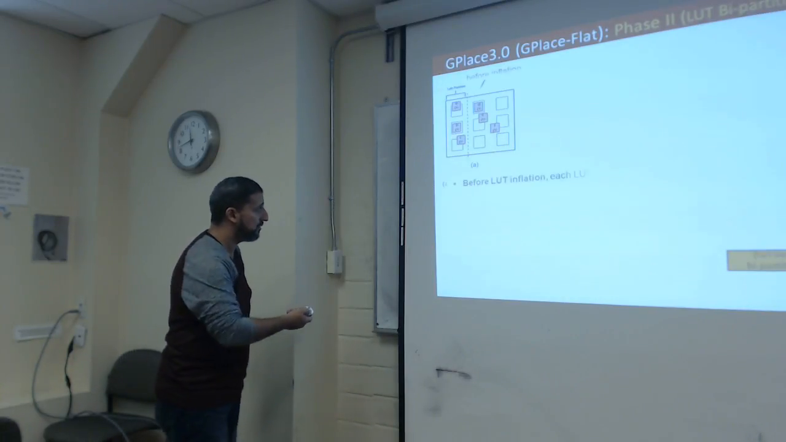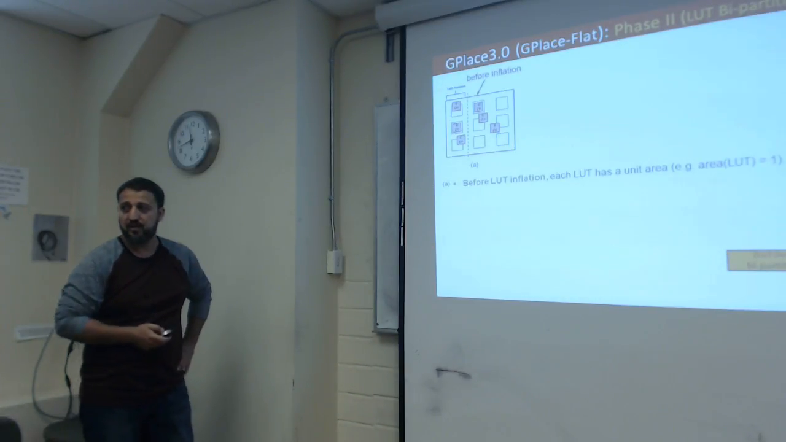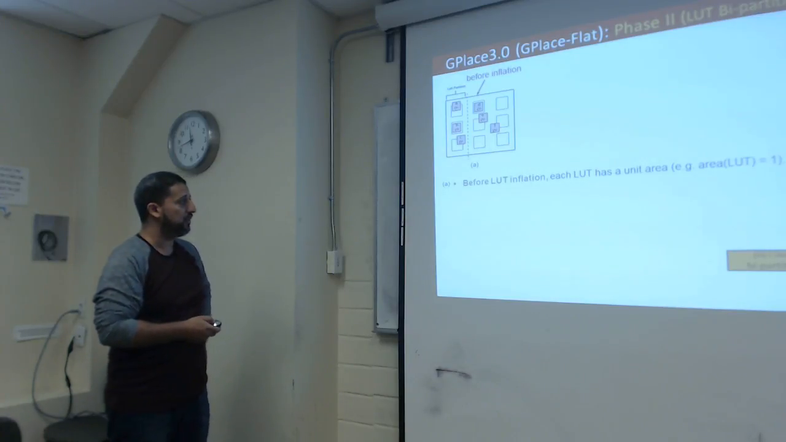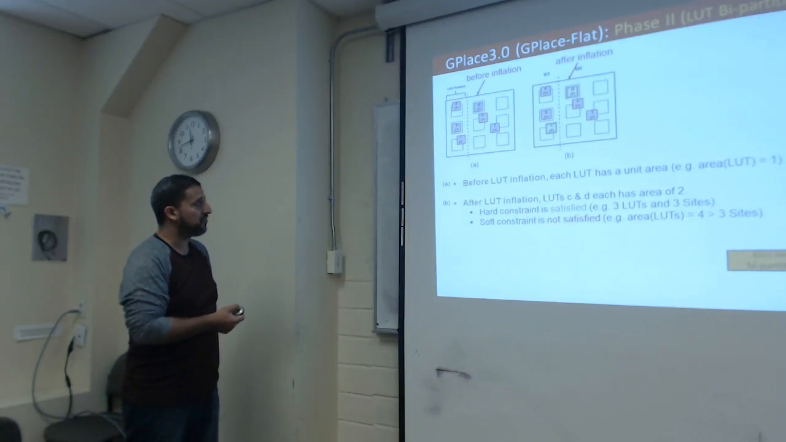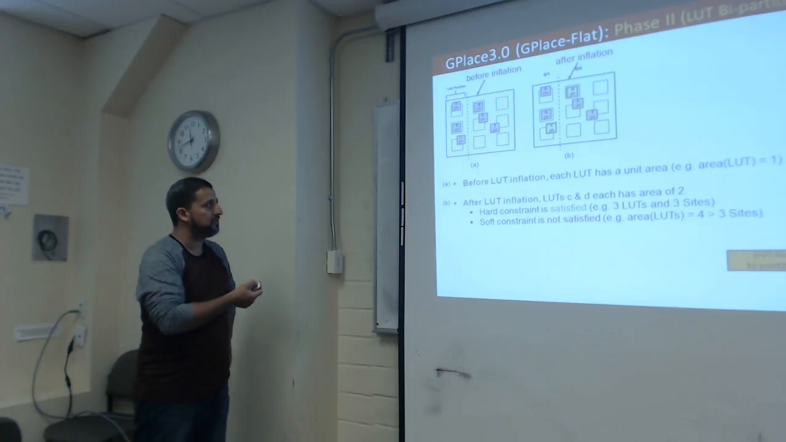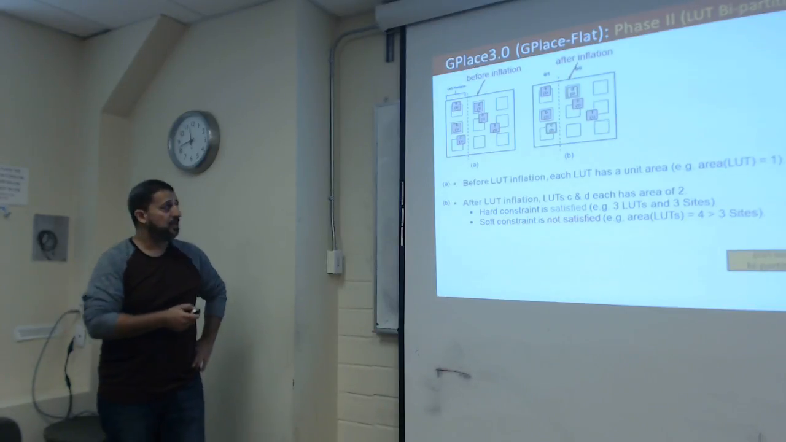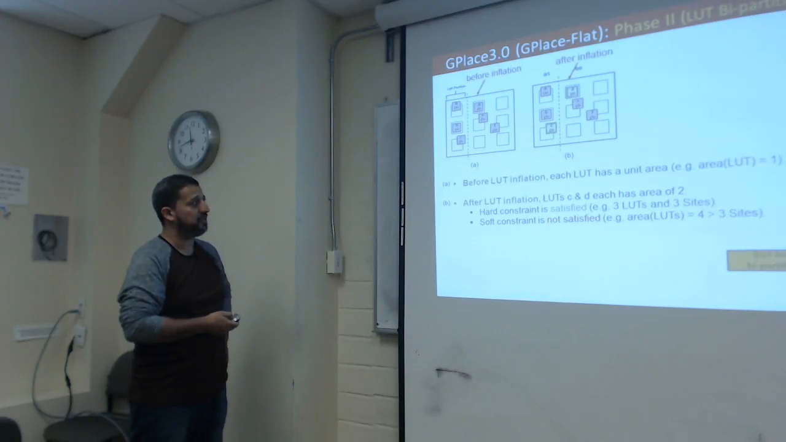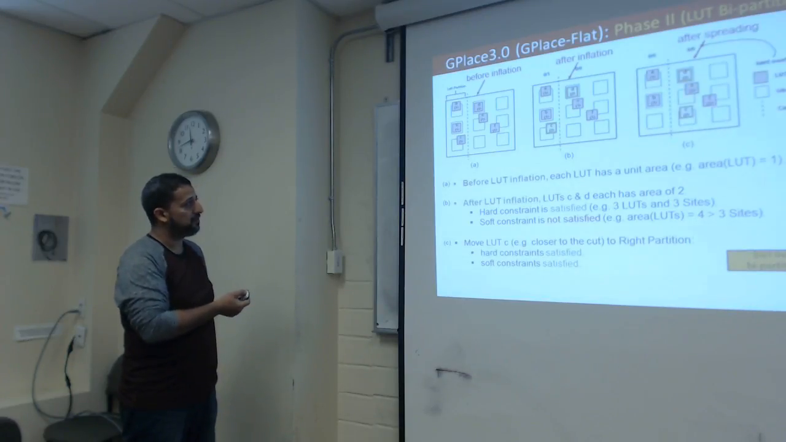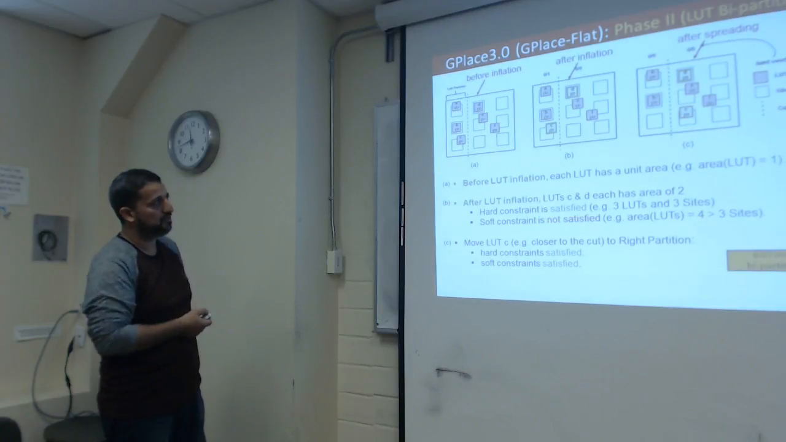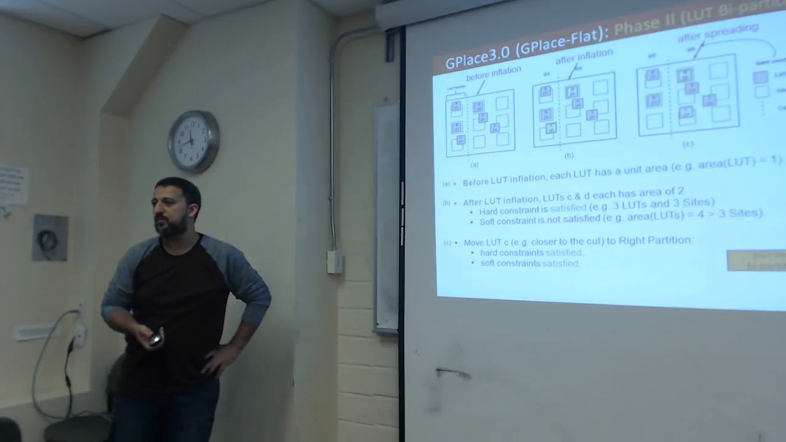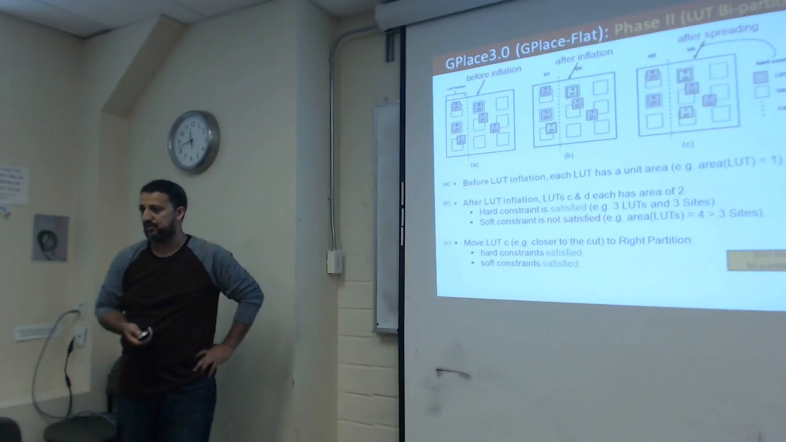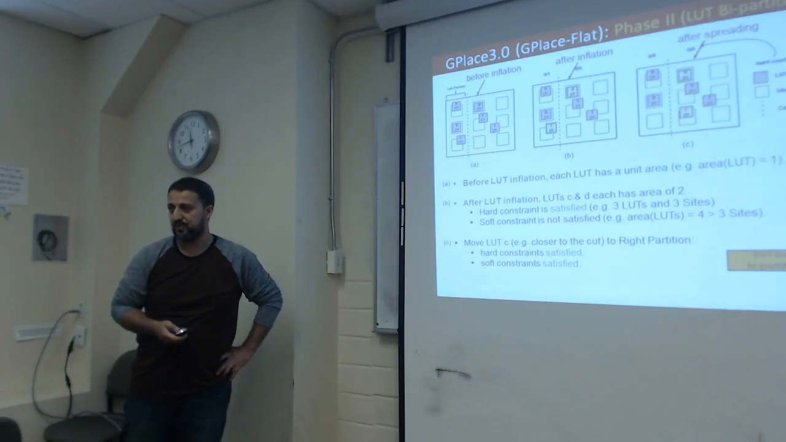So this is a quick example. If we start with an area of 1 for each lot, and after inflation, for example, C and D become an area of 2, this partition has a soft constraint that's not satisfied. If we move, for example, the one that is closest to the edge to the right partition, we are able to satisfy both of them.